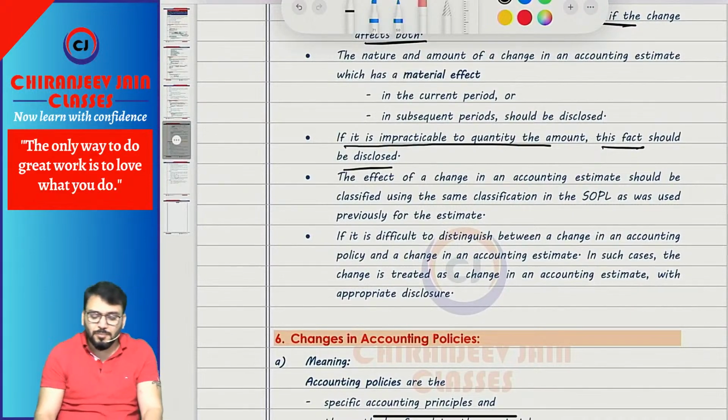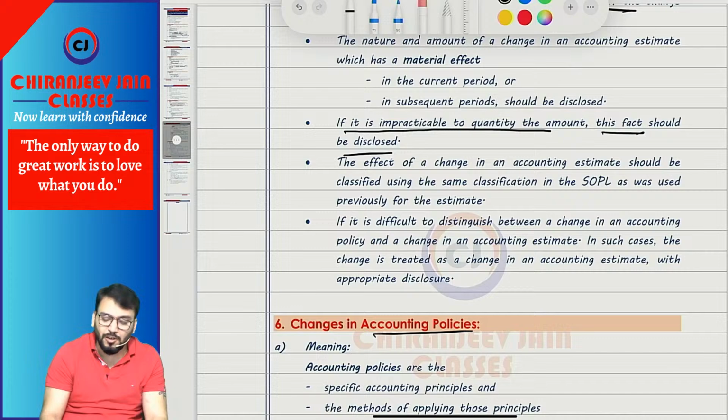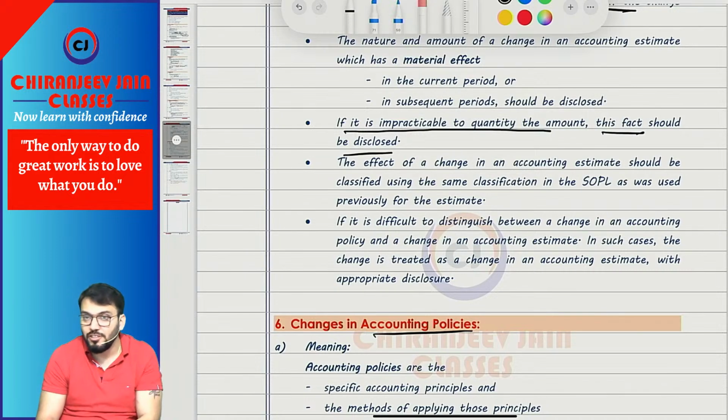Okay. Now, sometimes it is not possible to distinguish between a change in accounting estimate and a change in accounting policy. So what AS5 says is that in those circumstances, always assume that it is a change in accounting estimate. Correct?